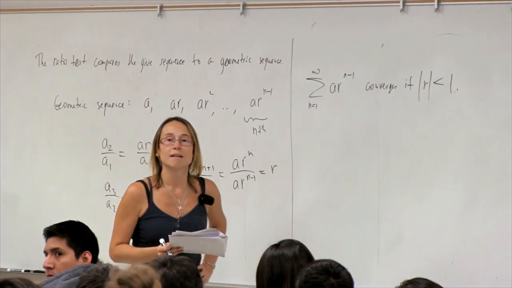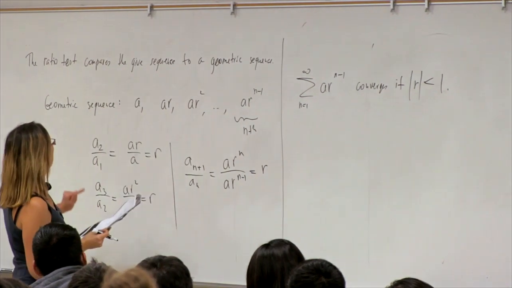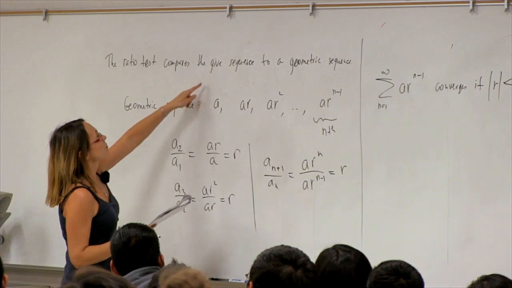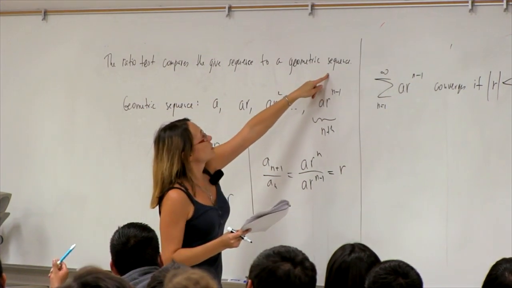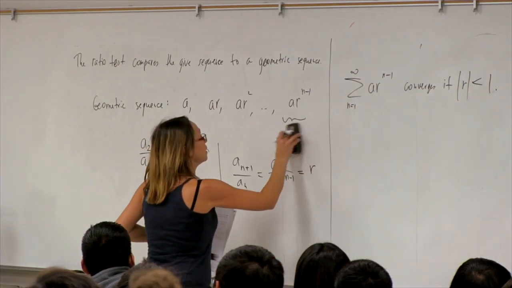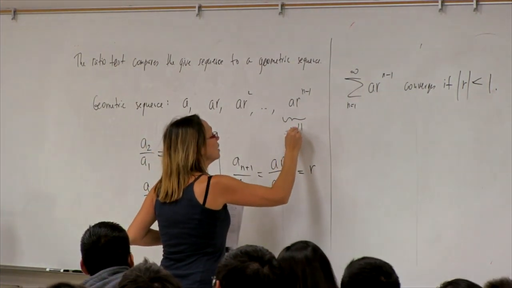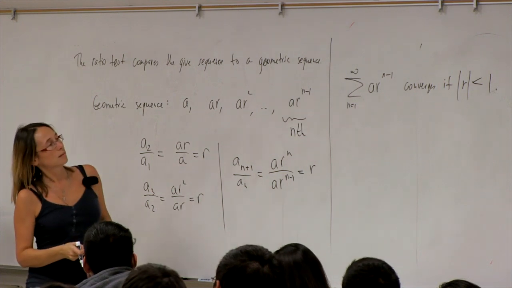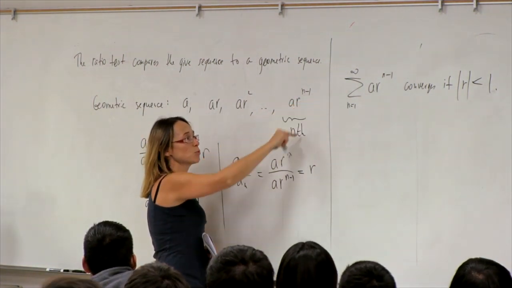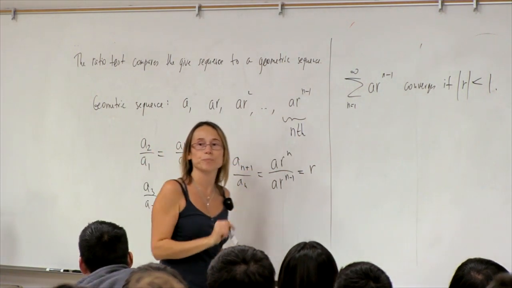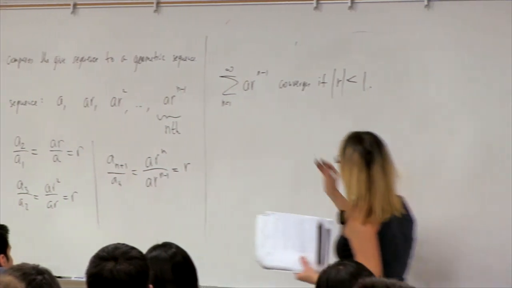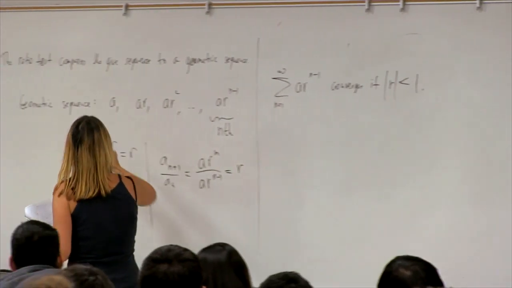Question? What does it say right below ar to the n minus 1? The nth term of the geometric sequence. Right. I wrote it because you see the power is n minus 1, but it corresponds to the nth term, right? Okay. So this is what we know about this geometric sequence.